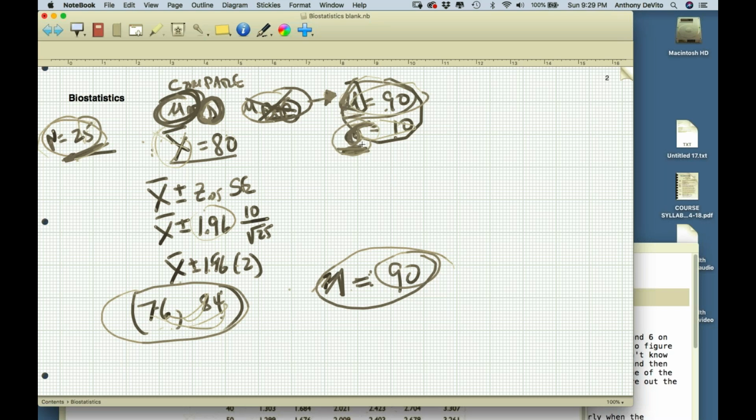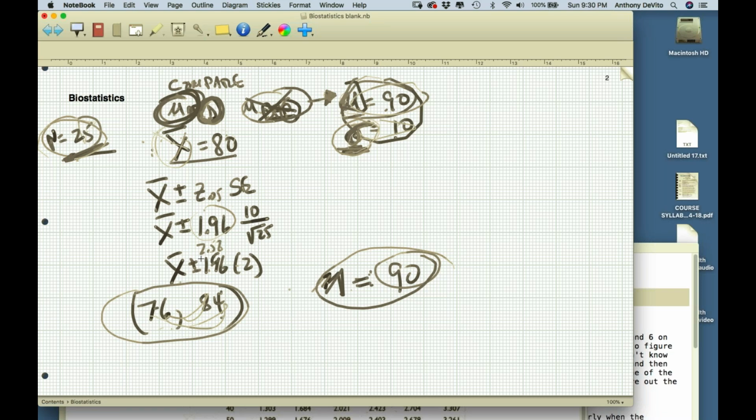Assuming that I know the standard deviation, or I assume the standard deviation is the same for both. Okay, so that's basically how I would try and prove that there's a difference between these two at a certain level of certainty. If I wanted a higher level of certainty, like 99%, I would have used 2.58 here.